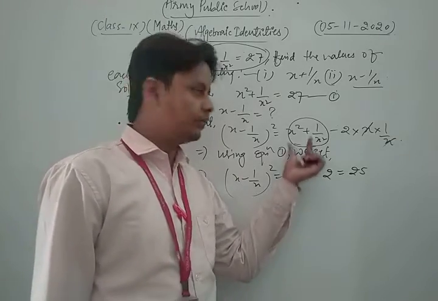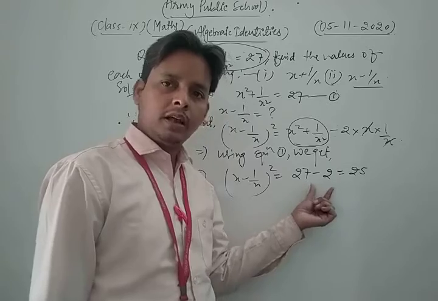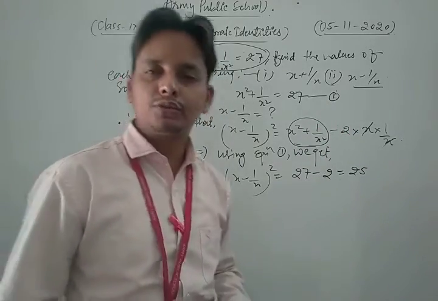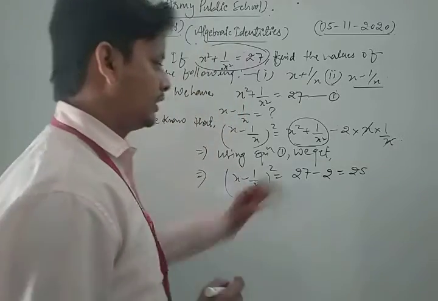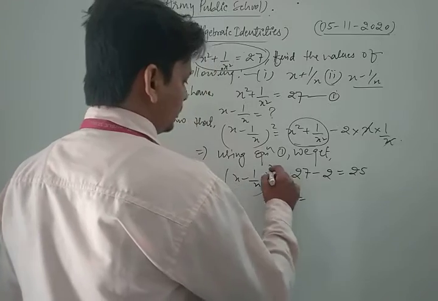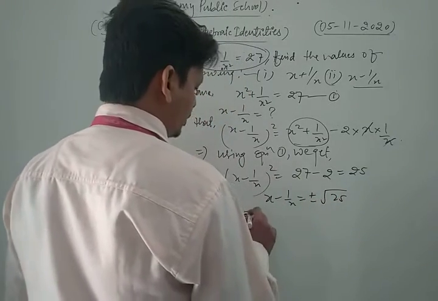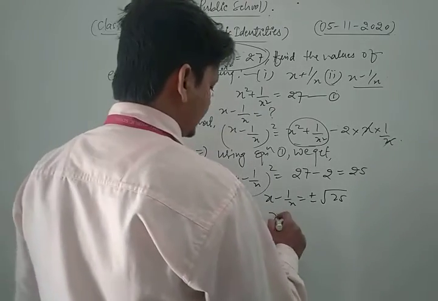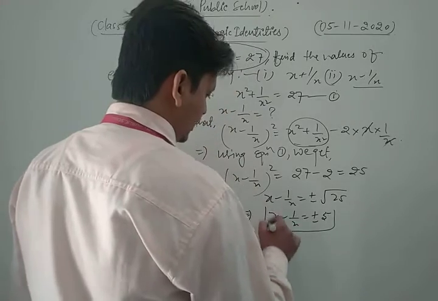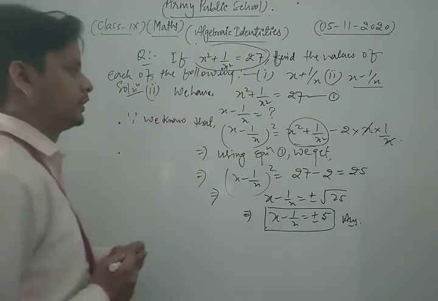Dear friends, the value of x square plus 1 upon x square is 27, so here we put 27 minus 2, which is 25. Thus x minus 1 upon x is equal to plus minus under root 25. The value of root 25 is 5. So the required answer is x minus 1 upon x is equal to plus minus 5. This is our required solution of the given question.